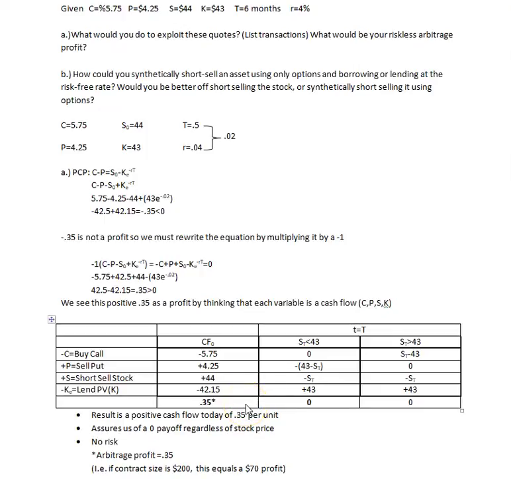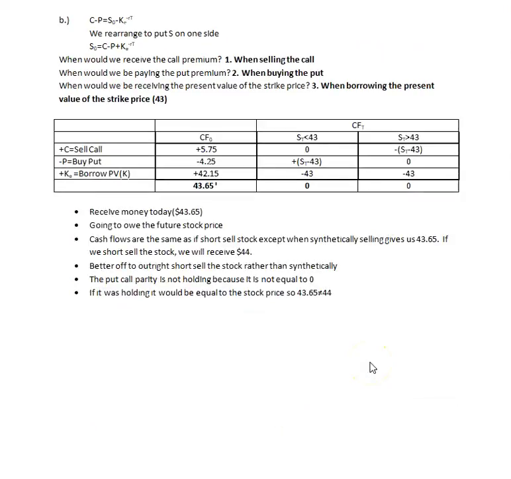This 0.35 is our arbitrage profit, which is a cash flow today of 0.35 per unit. So for example, if we have a contract size of 200, we will receive a $70 profit. Now we have question B. So our question is, how could you synthetically short sell an asset using only options and borrowing or lending at the risk-free rate? Would you be better off short selling the stock or synthetically short selling it using options?